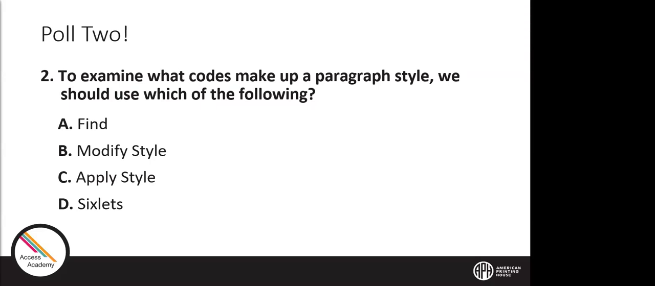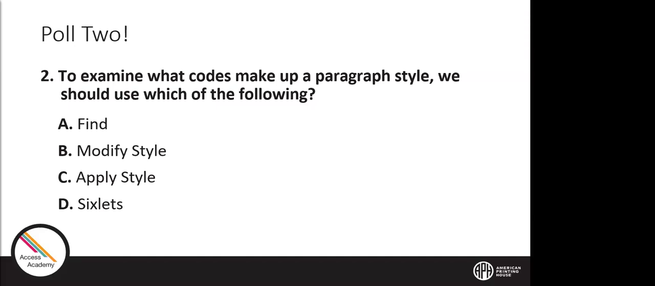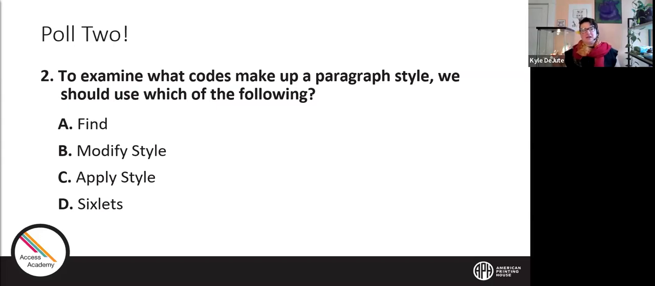Well, we have participants putting in their thoughts, but it's a little slow. We just covered a lot, and there are a lot of options here. I'll read it just one more time. To examine what codes make up a paragraph style, we should use which of the following? Find, modify style, apply style, sixlets.